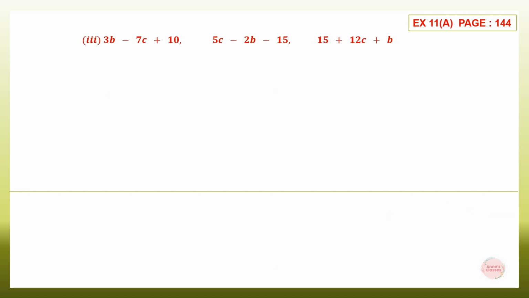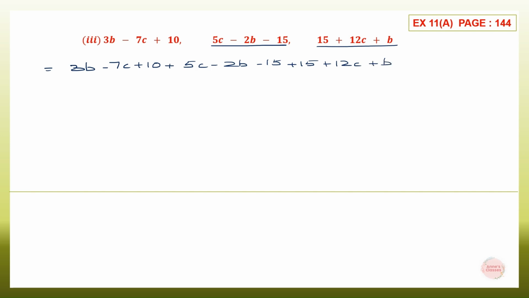Question 3. Let's arrange them row-wise now. So let's begin by writing 3b minus 7c plus 10. Next is 5c minus 2b. So it's not starting with a minus sign. So we can straight away write it without brackets. 5c minus 2b minus 15. Similarly, for the last one, we can write plus 15 plus 12c plus b.